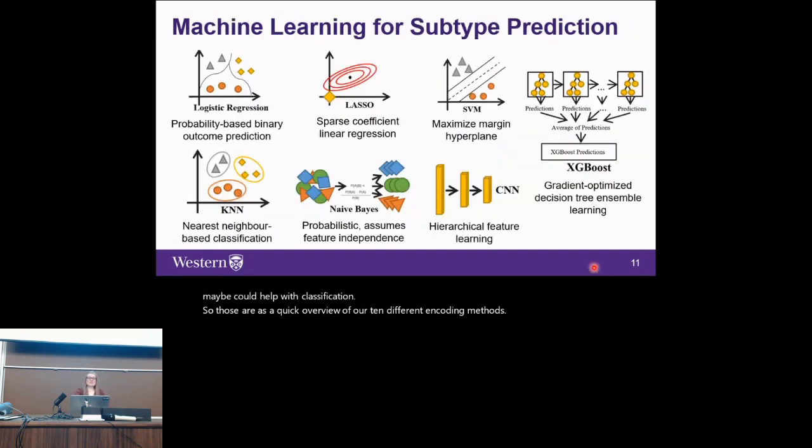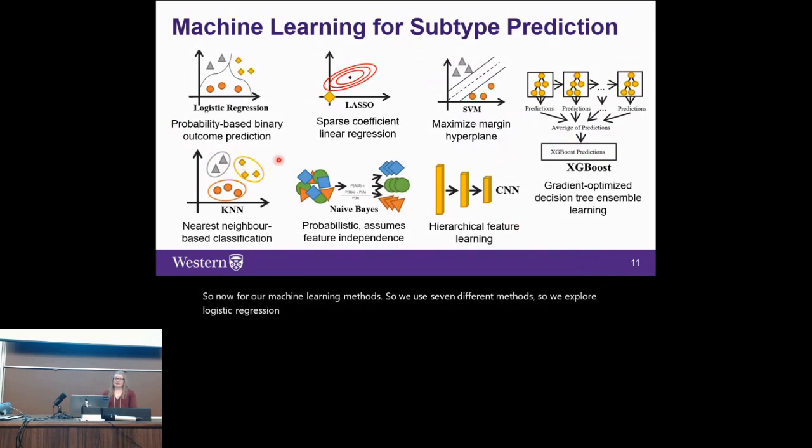So now for our machine learning methods. We use 7 different methods. We explore logistic regression. For all of our traditional machine learning methods, we consider a one versus rest approach. Logistic regression is basically probability-based binary outcome prediction, so we classify one subtype versus all of the other subtypes.